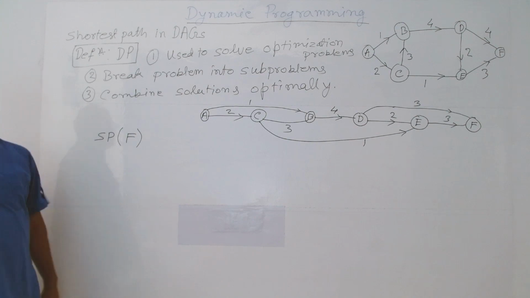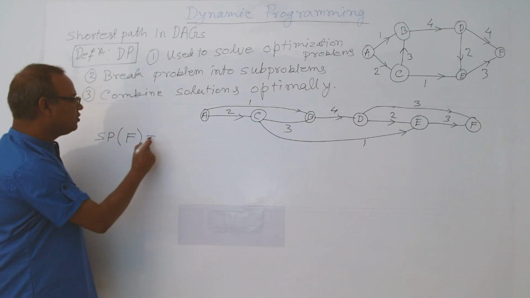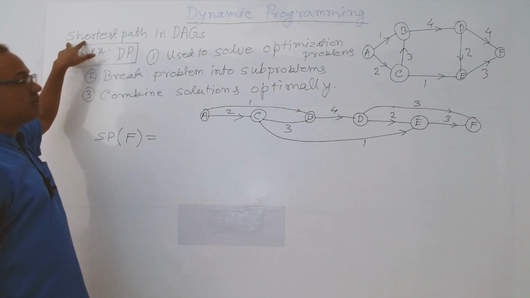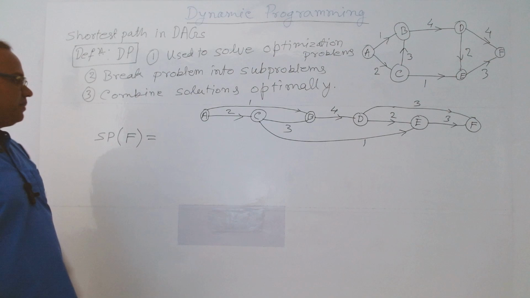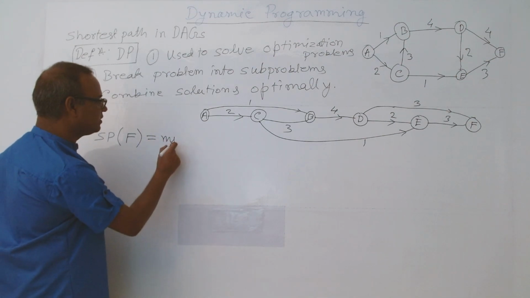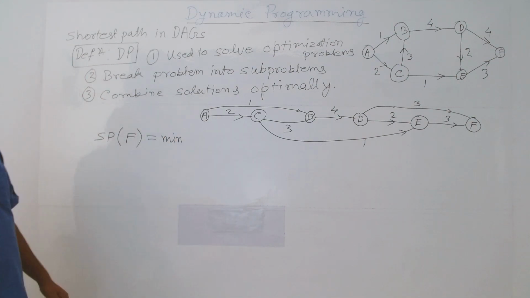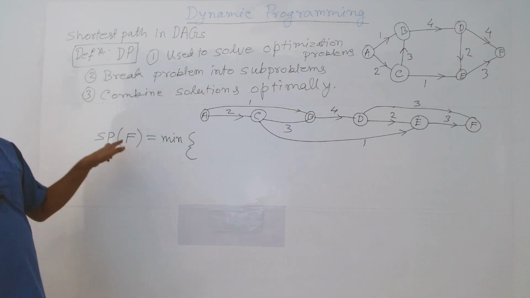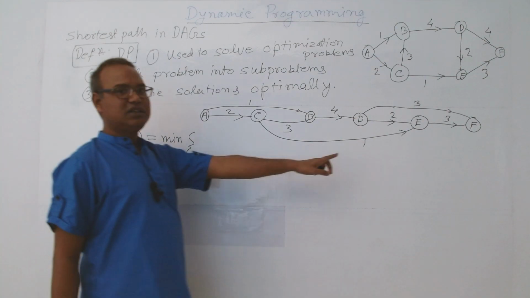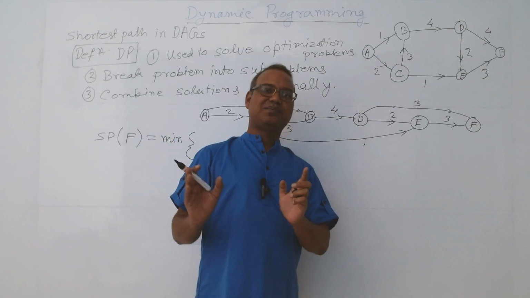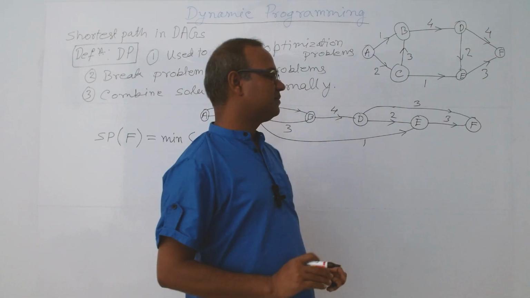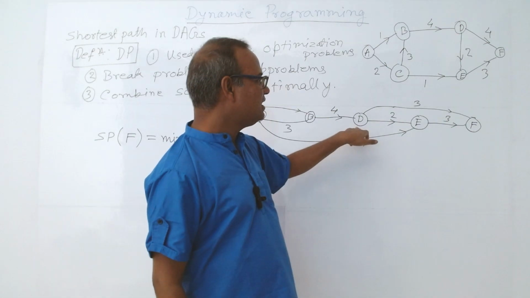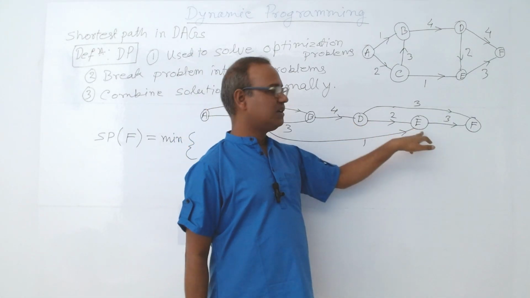So this is our problem, shortest path at F. We have to write a recursion for that. Whether we have to maximize or minimize, we have to find the shortest path, so we have to find the minimum. So let's write min. Now the recursion. We look at the last step: how F can be reached? What are the possible previous nodes? There are two options. It can be reached from D or it can be reached from E.